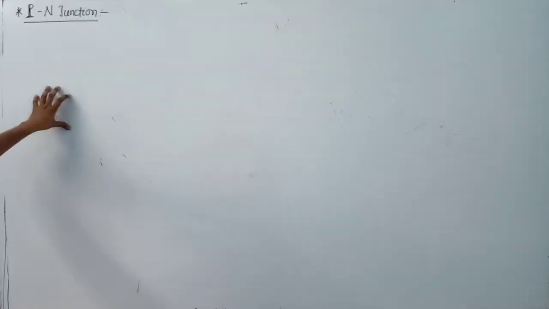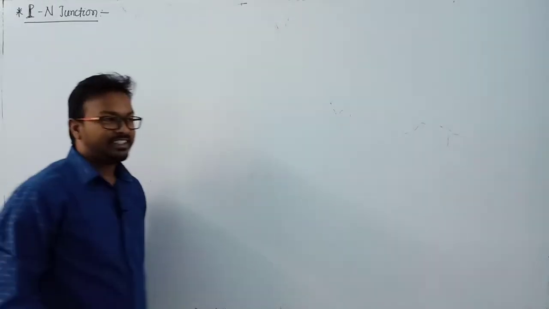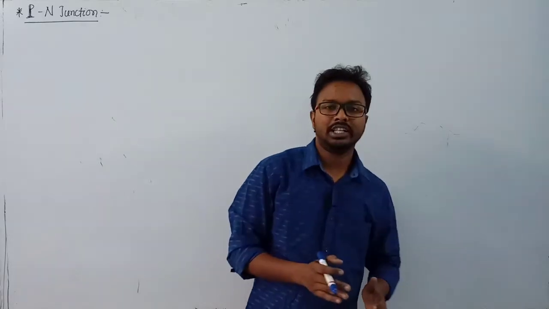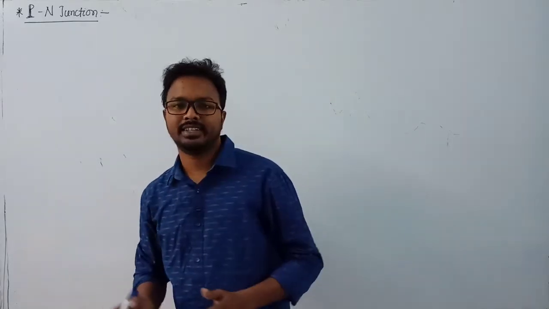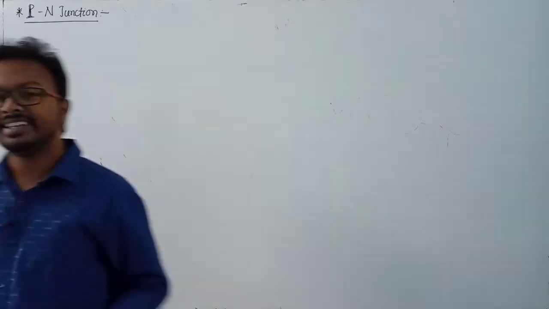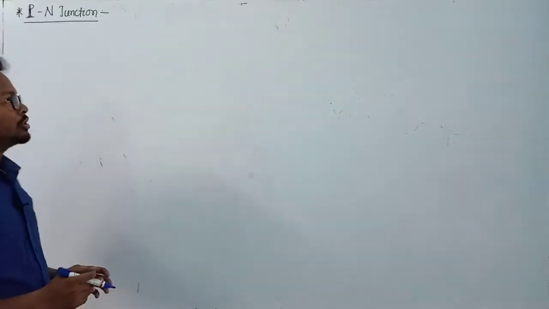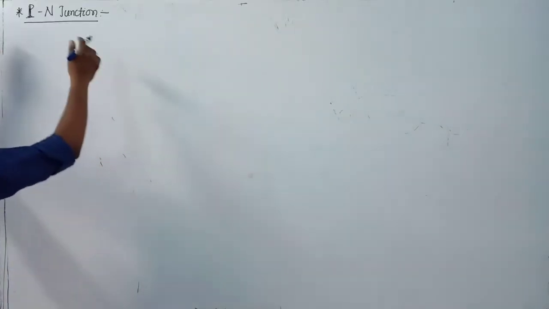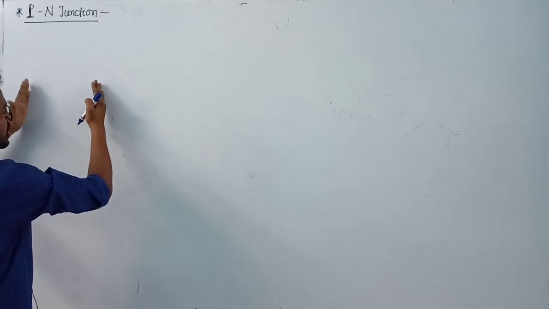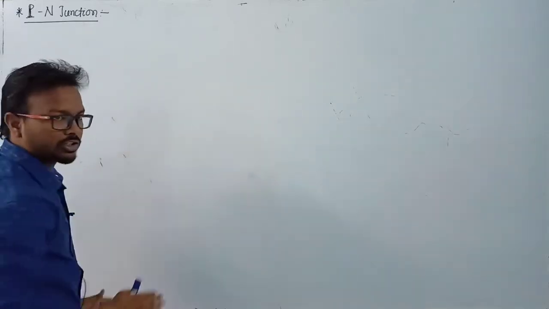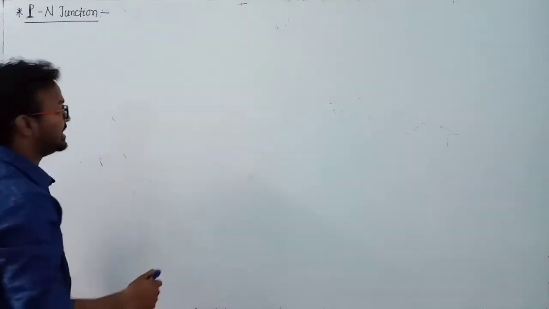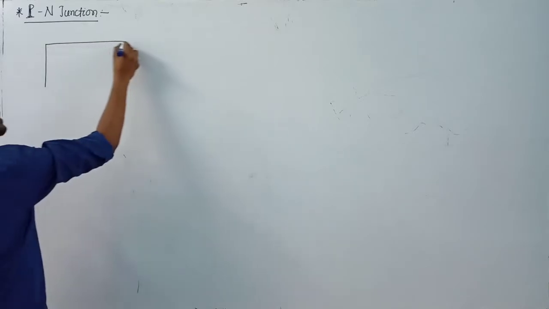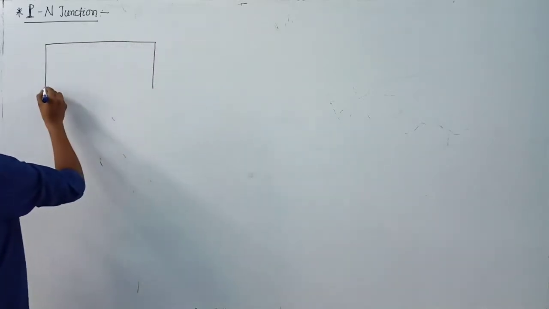Now let's start. What is a PN junction? The PN junction is an important factor in all electronic devices, and it is known as the PN junction diode. Clear? So in this case, we have to join a p-type semiconductor with an n-type semiconductor, meaning one acceptor with one donor. Suppose I am taking one p-type semiconductor here and one n-type semiconductor here.